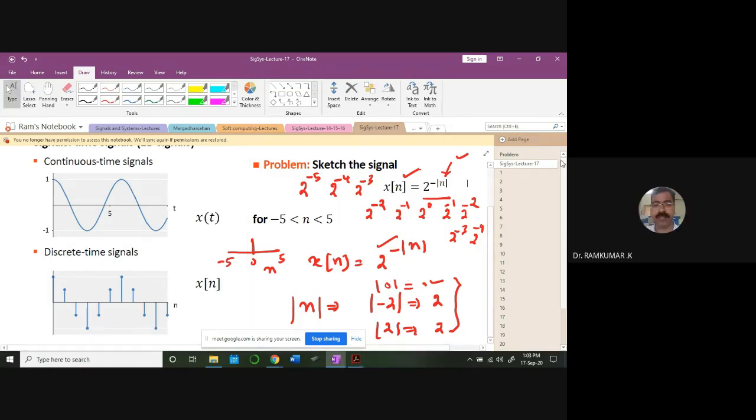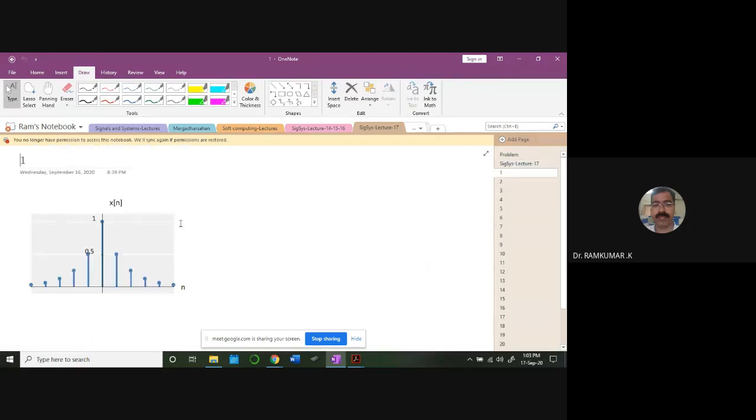Okay, very good. So you are seeing the waveform clearly now. Is it right? 2 power 0 is 1. This side is going to go down 1 by 2, 1 by 4, 1 by 8 like that. Okay. So the waveform looks like this. This is an even function. Clearly you can see whatever value is at n equal to 1 is the same value for n equal to minus 1. So it's an even function. Very good. Think about this.